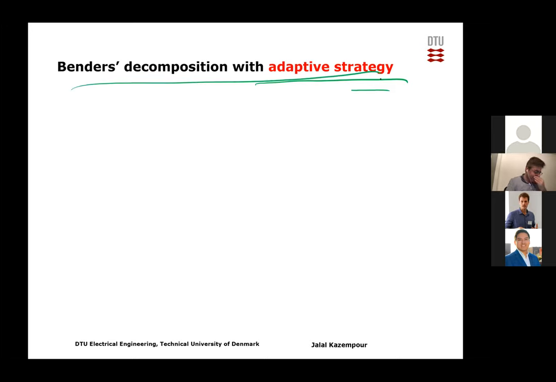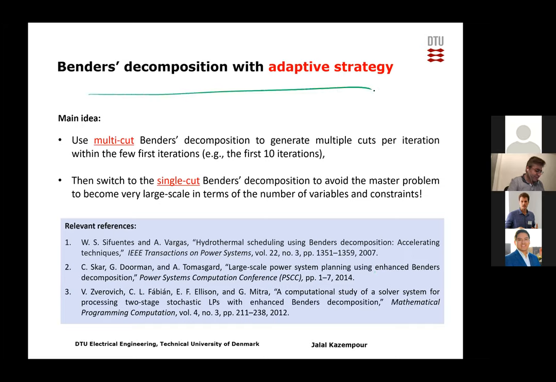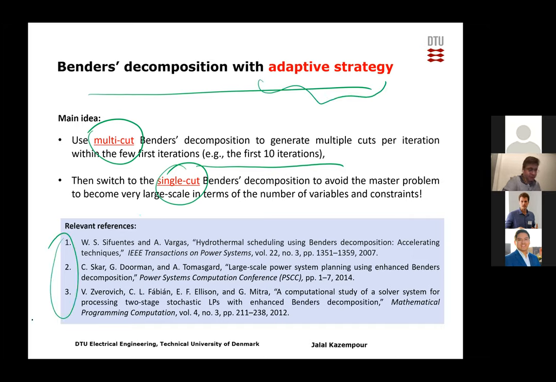The last thing that I saw, it could be interesting, but again, it's kind of heuristic, is something called Benders decomposition with adaptive strategy. It's a simple idea. It says that for the first 10 iterations, why 10? Well, it's trial and error, maybe 12, maybe 15, go for multicut. If you get convergence, that's great. If not, it seems that your master problem is growing fast. Then from iteration 10 or 12 or whatever you decide, switch back to single cut. They called it adaptive strategy, and there are three papers I found in the literature that use this trick. Does it make sense? Is it clear what it is?